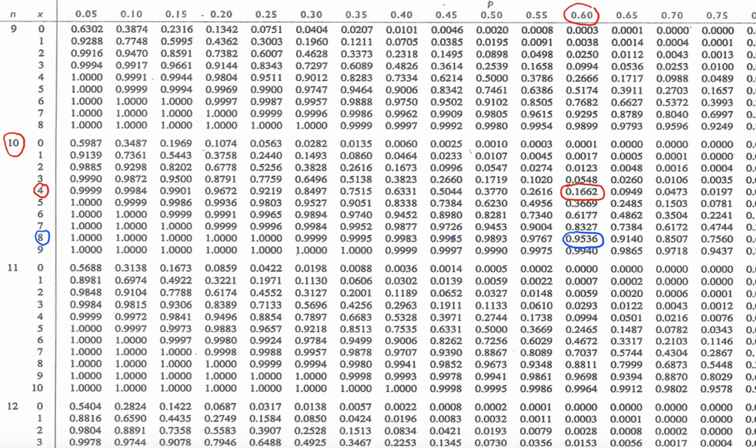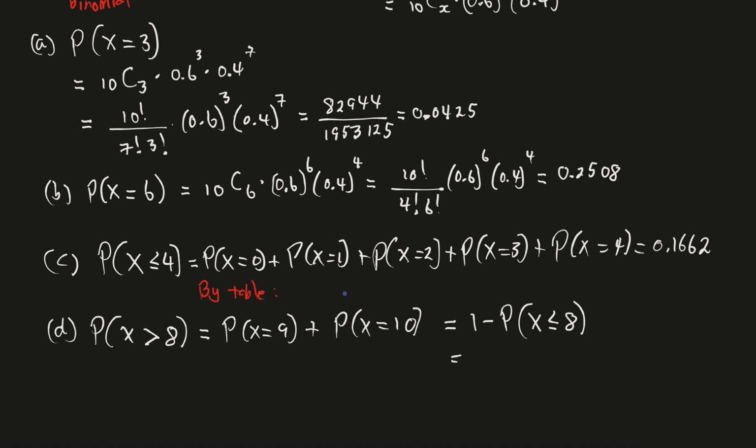0.9536. So if we go back to our hand work, then it's 1 minus 0.9536. We have to remember to do the 1 minus, right? Because we're using our complementary rule. And then this works out to be 0.0464.